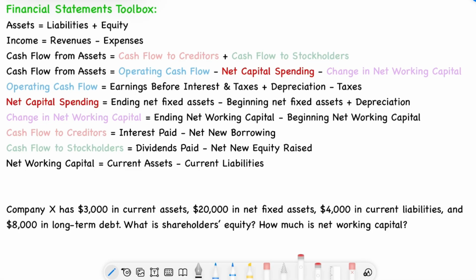Welcome back to our series on basic finance. Today we're going to be doing some problem solving relating to financial statements. How this is going to work is we have a financial statements toolbox. These are all the equations that we're going to need for solving these math problems.